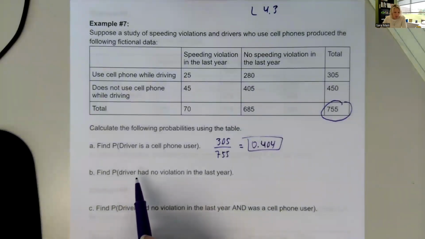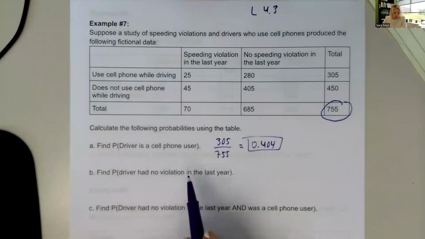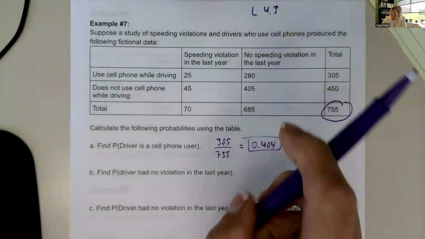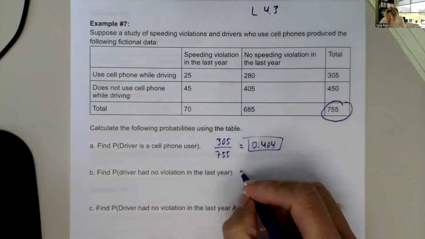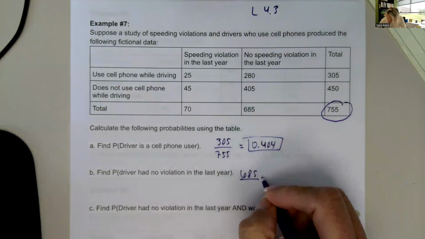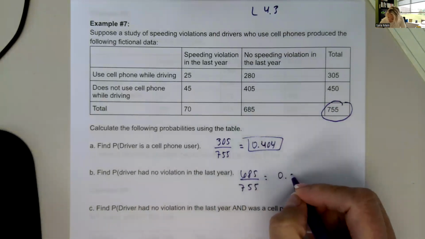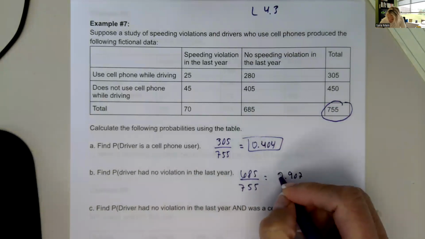Find the probability that the driver had no violation in the last year. So that would be only this category here. So 685 out of 755 is 0.907.